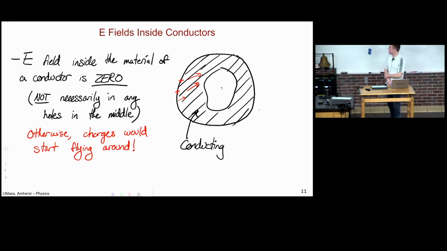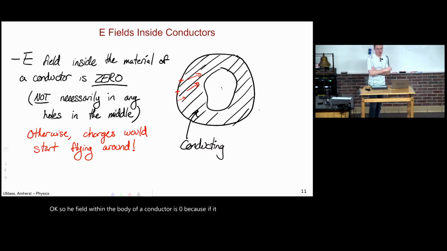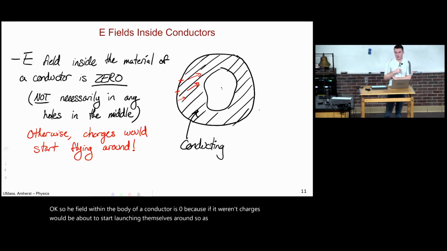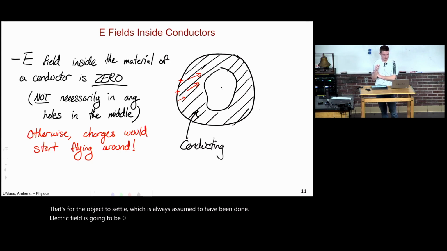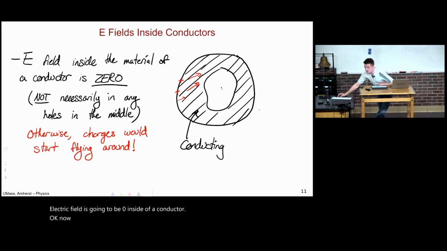So the E field within the body of a conductor is 0, because if it weren't, charges would start launching themselves around. As long as you wait the couple seconds for the object to settle, which is always assumed to have been done, electric field is going to be 0 inside of a conductor. Now we can actually use this to our advantage.